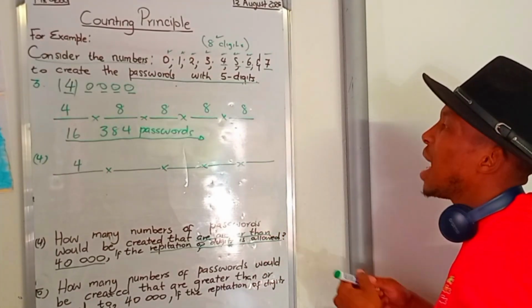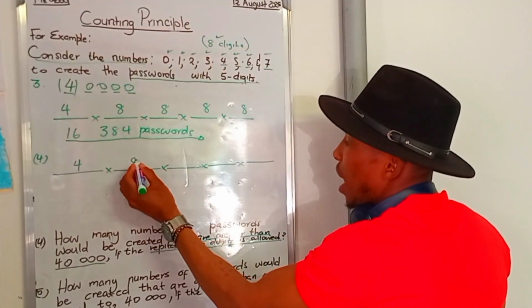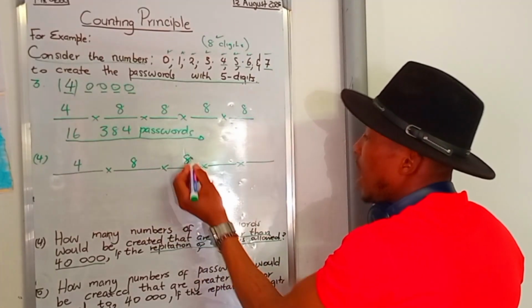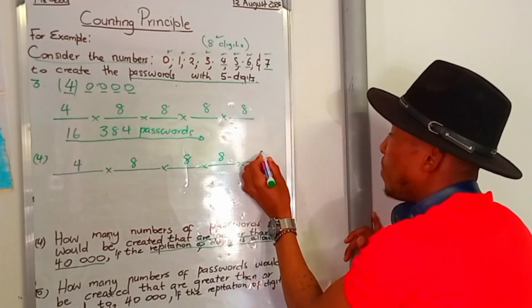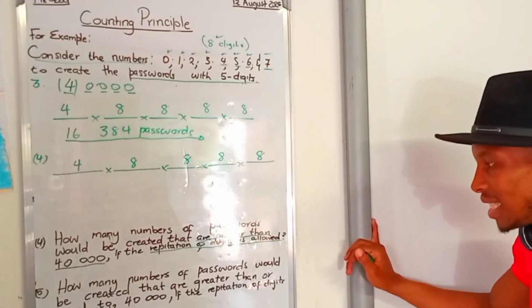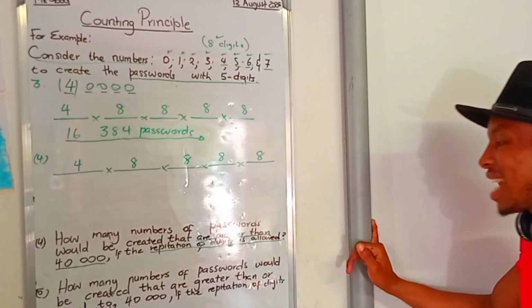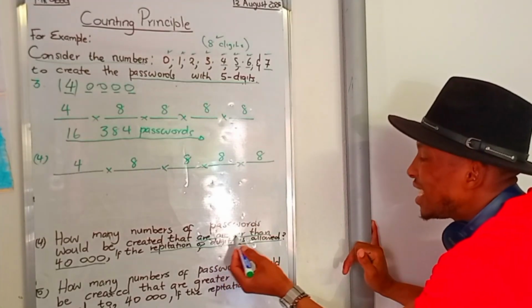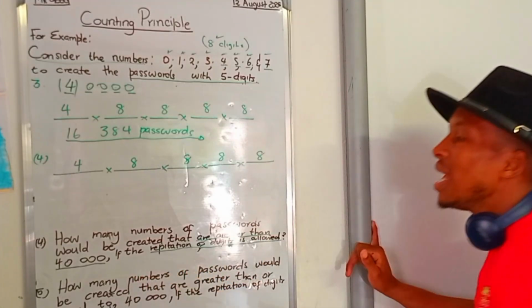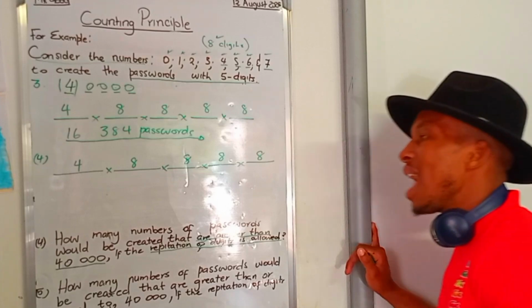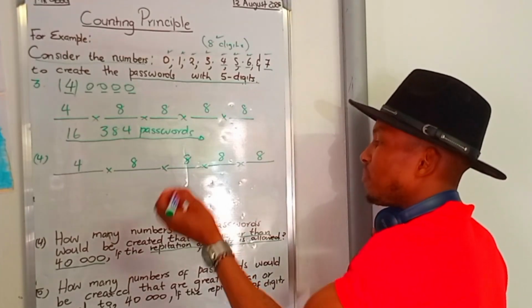Numbers. How many numbers do I have in total? I have 8 numbers. They are asking only for codes that are greater than 40,000. Okay, then let's note this.